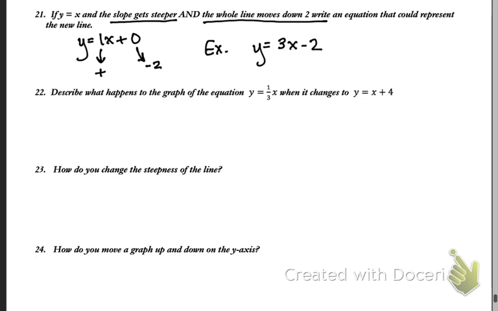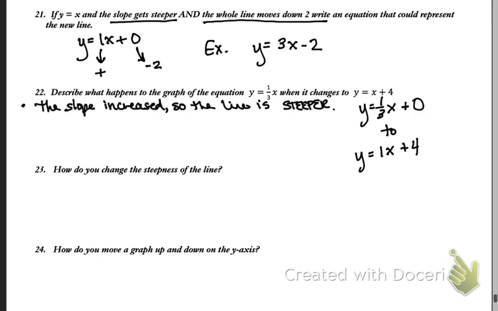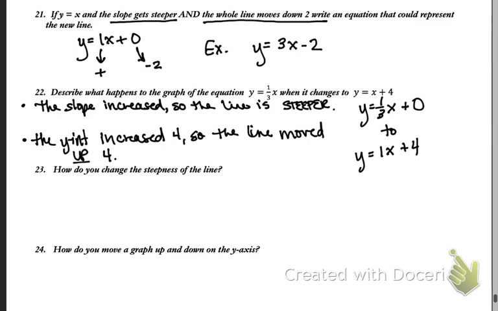22. Describe what happens to the graph in the equation y equals 1/3 x when it changes to y equals x plus 4. So it's currently y equals 1/3 x plus 0, and it changes to y equals 1x plus 4. So you can see that the slope has increased from 1/3 to 1, so that's going to make the line get steeper. And it went from plus 0 to plus 4. So because it increased by 4, the line moved up 4 on the y-axis.